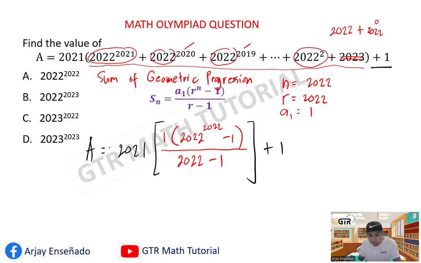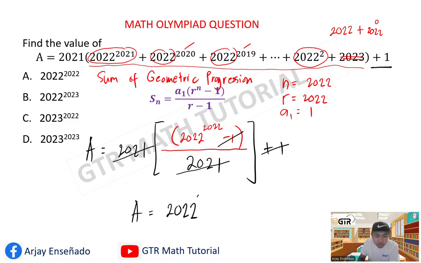Okay, so let's now simplify. 2022 minus 1 is now 2021. We can cancel this 2021 divided by 2021, that is equal to 1. So we are left with 2022 raised to 2022 minus 1, and then plus 1. We can cancel again the negative 1 and the positive 1. Therefore, the value of A is 2022 raised to 2022, which is letter A.